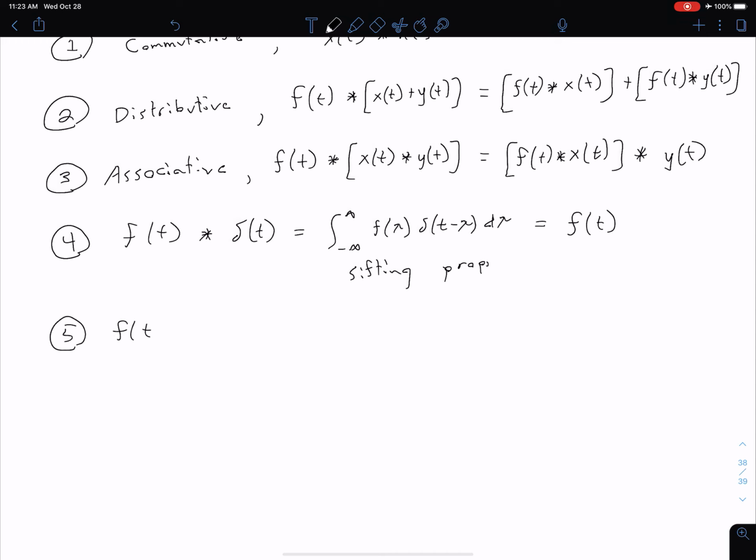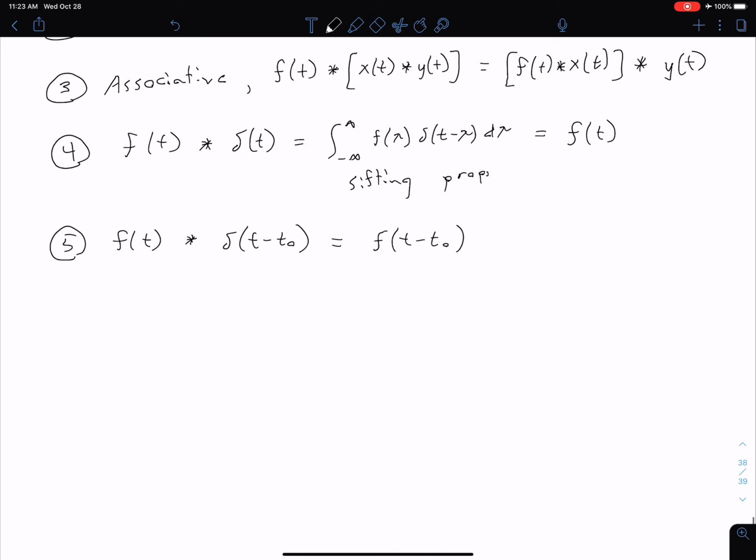A few other similar properties we have here. If we have f of t convolved with a shifted delta, so delta of t minus some value t naught, then that's going to give us f of t minus t naught. Again, that just comes from the sifting property. The next one is if we have f of t convolved with the derivative of our impulse function, delta prime of t, then that's just going to give us f prime of t.